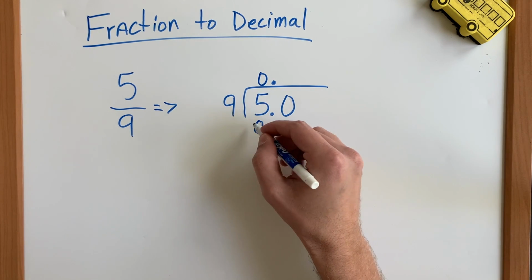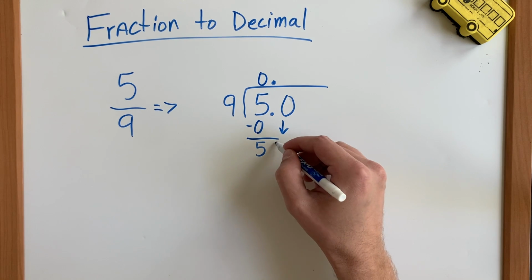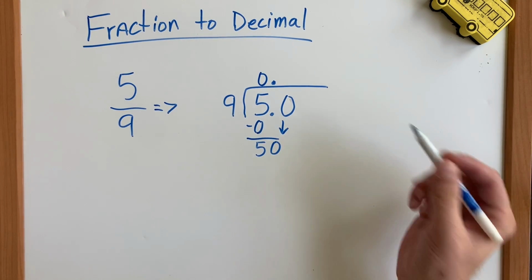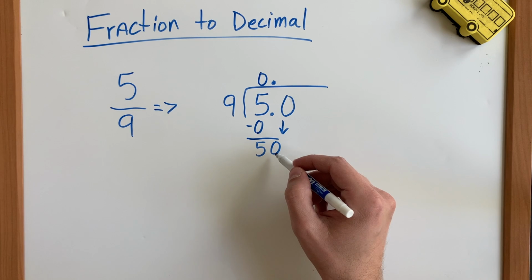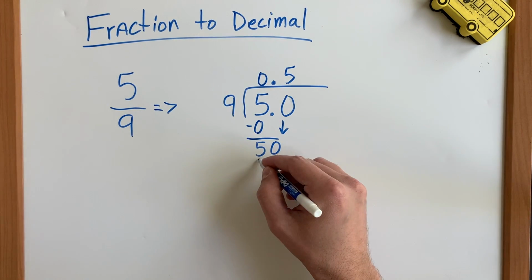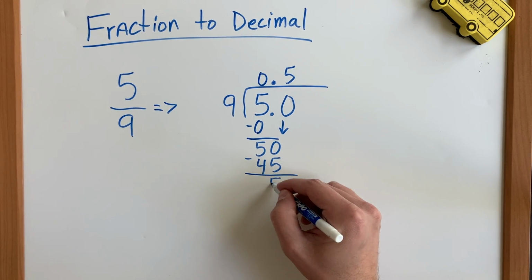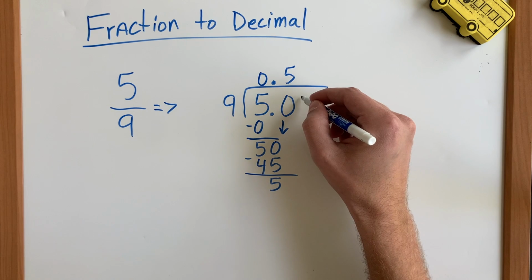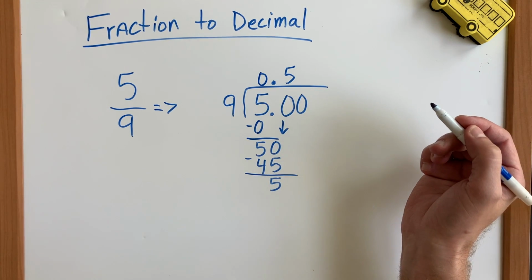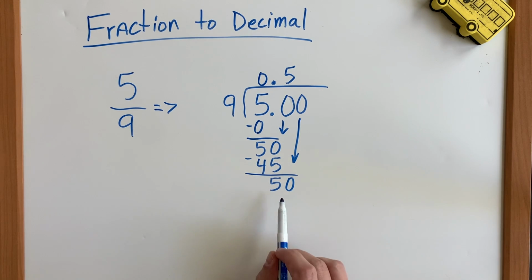We multiply and get 0. Go ahead and subtract. Bring down the next 0. Okay? 9 goes into 50 5 times. 5 times 9 is 45. We subtract, and we have something left over, so I need another placeholder 0. Let's go ahead and bring that down, and I get 50.